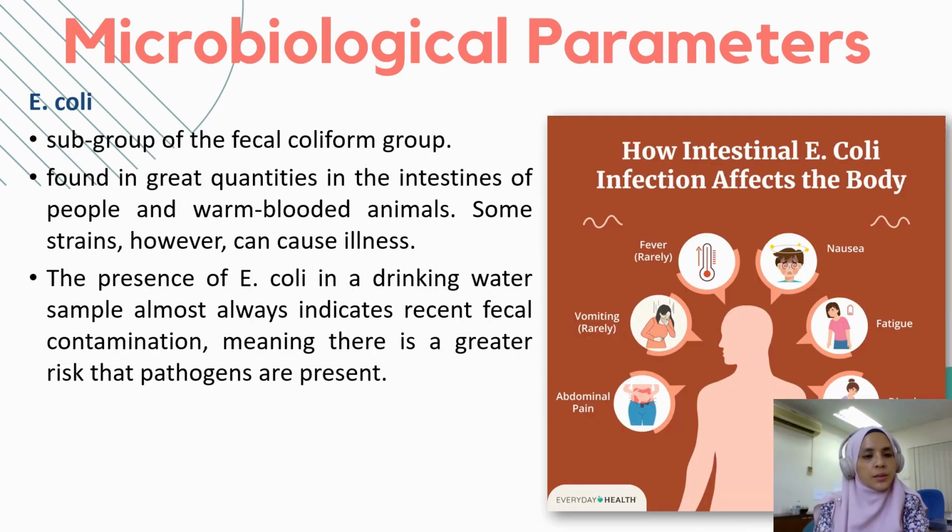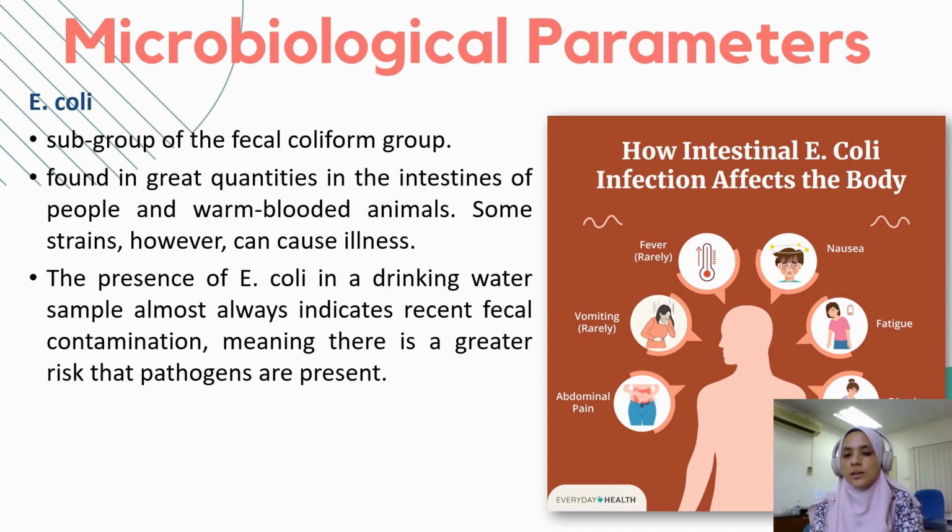Okay, so the last one is E. coli. It's a subgroup of the fecal coliform group. E. coli can be found in great quantities in the intestines of people and warm-blooded animals. Some strains, however, can cause illness. The presence of E. coli in a drinking water sample almost always indicates recent fecal contamination, meaning there is a greater risk that pathogens are present.